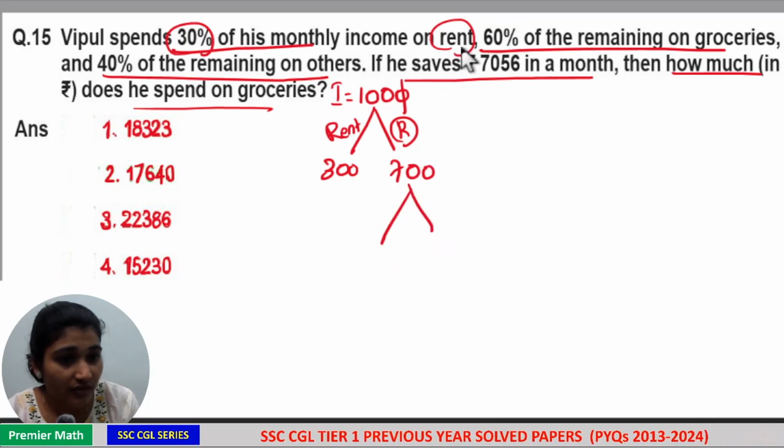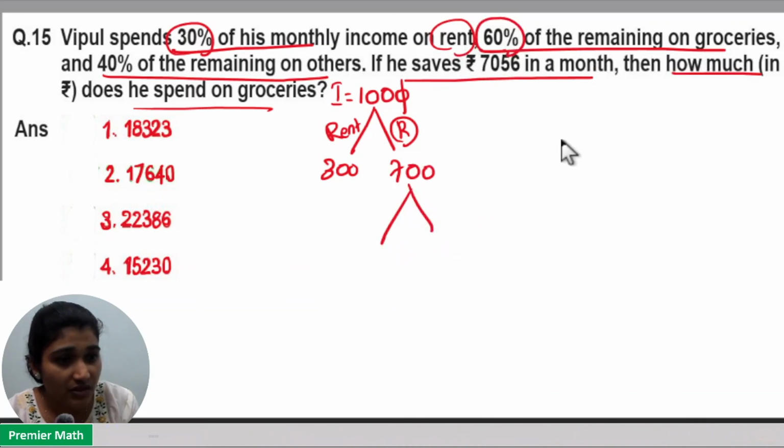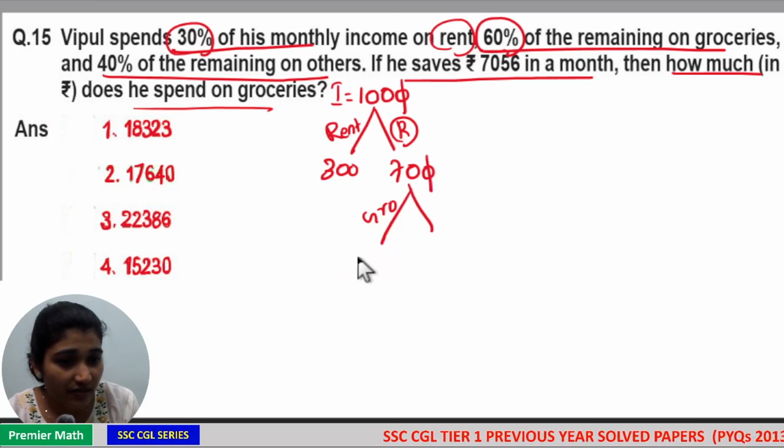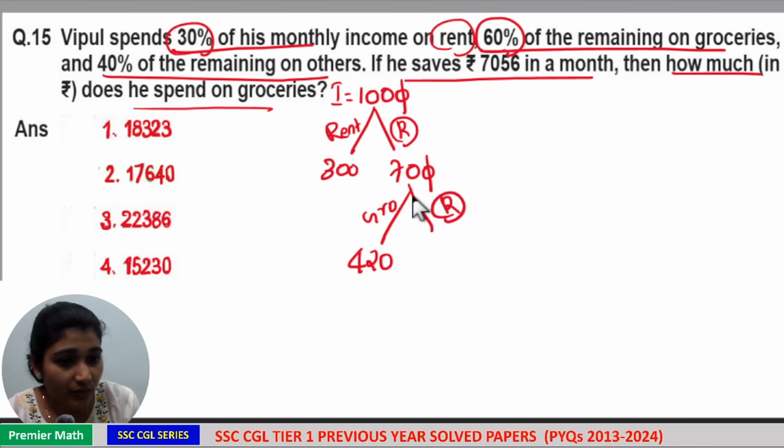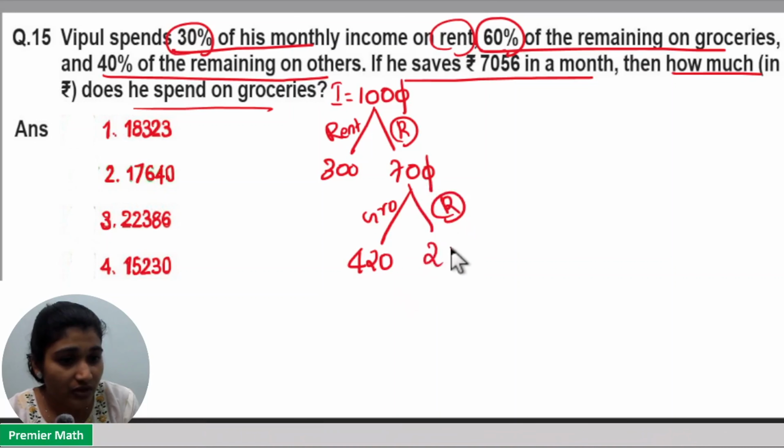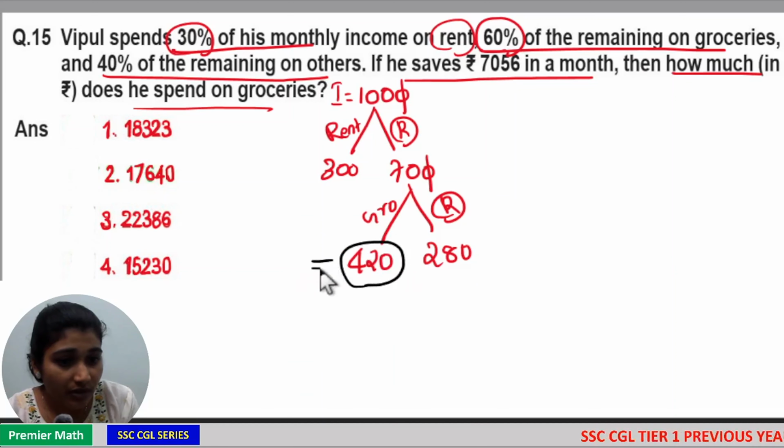Then out of the 700, he spent 60% on groceries. That is 60% of remaining on groceries means 60% of 700 on groceries. 10% is 70. 60% is 6 into 70, 420 rupees. Then remaining is equal to 700 minus 420, which is 280 rupees. Here we have to find out what is 420 part, that is rupees spent on groceries.